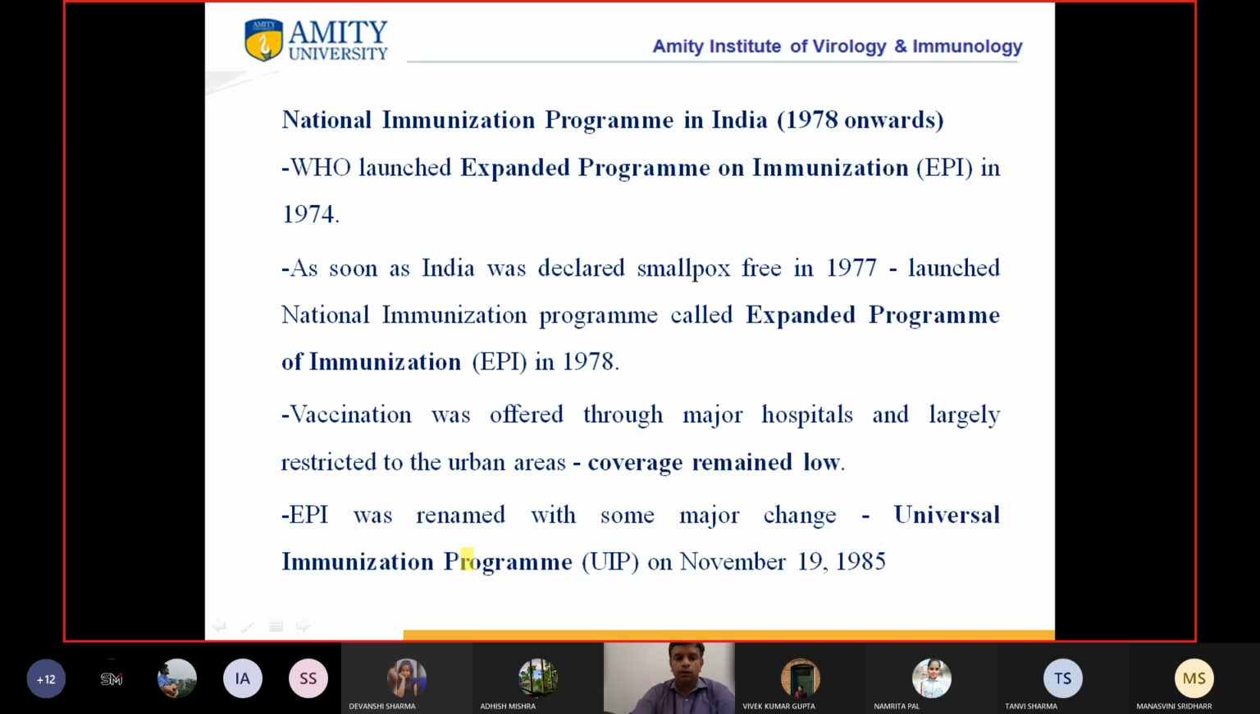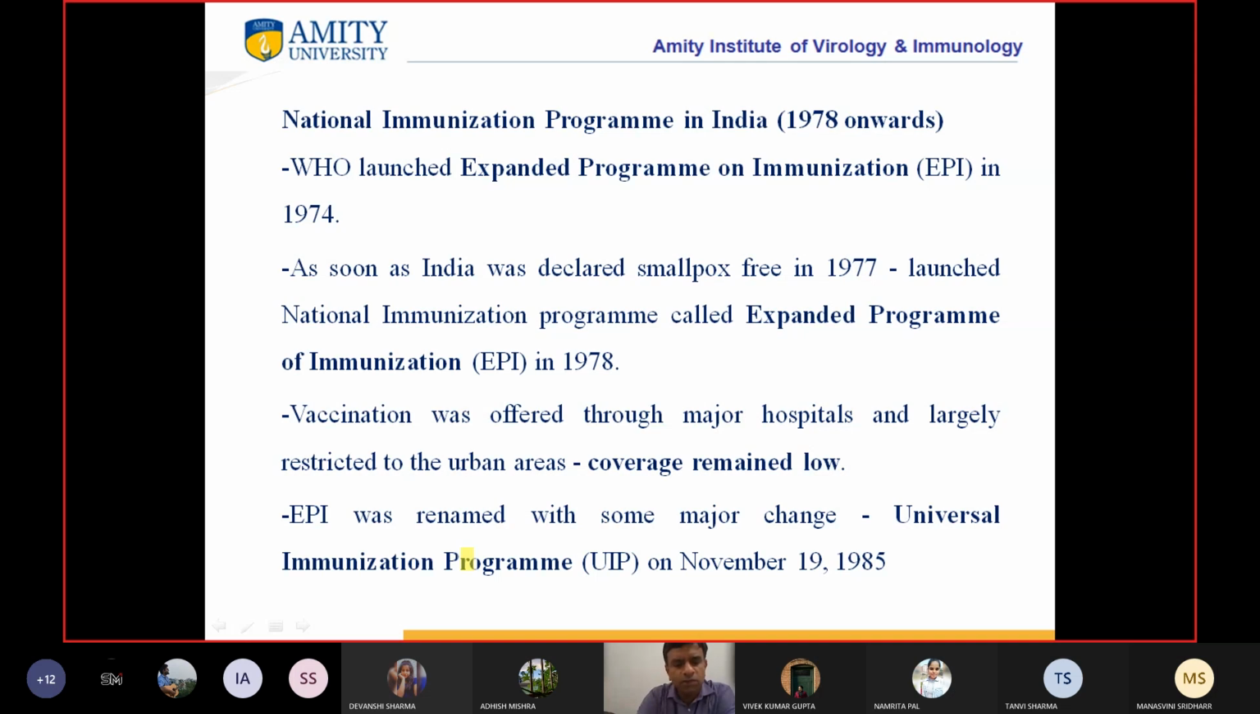So vaccination was offered through major hospitals and largely restricted to the urban areas, and therefore the coverage always remained low. So you can just imagine, the Indian government launched a program that we will vaccinate people for free, right? But those vaccines were available at big hospitals in big cities, and I'm sure you know most of the people still live in rural areas. At that time also, a lot of the population was in the rural areas. But the vaccine was being given through the major hospitals, and that too in the urban areas. So the issue was always there that the coverage always remained poor.